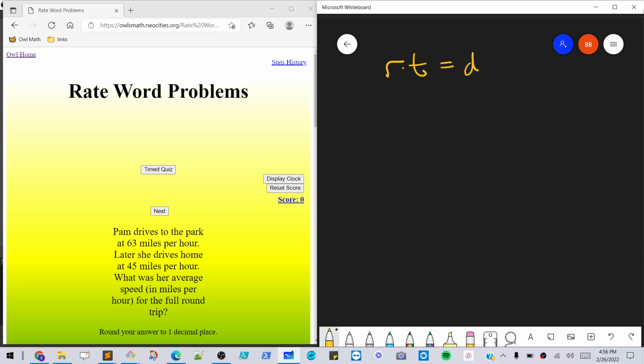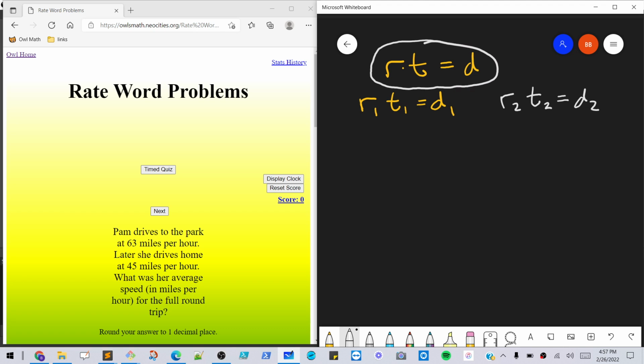So what I like to do is just number the variables. So we'll have R1, T1, D1. That'll be for the trip to the park. And then separately, for the return trip, we'll write it like this just to distinguish the different trips. And what we want to find is the rate for the whole trip. This without the subscript, that'll be our formula for the full trip. And what we actually want to find is just the rate.